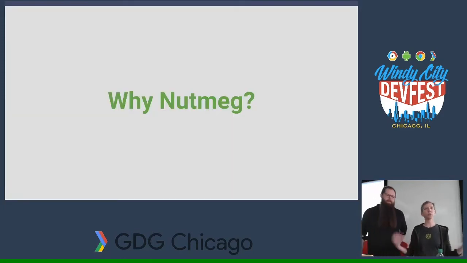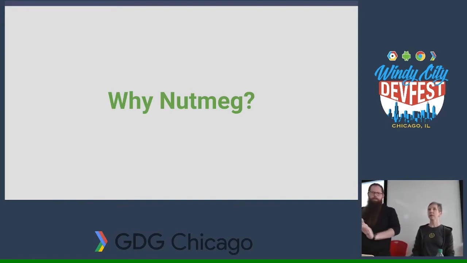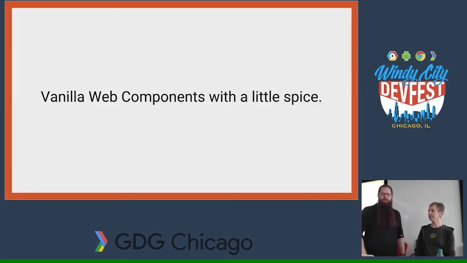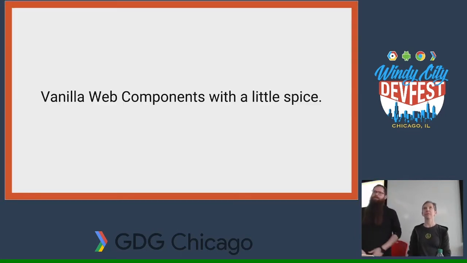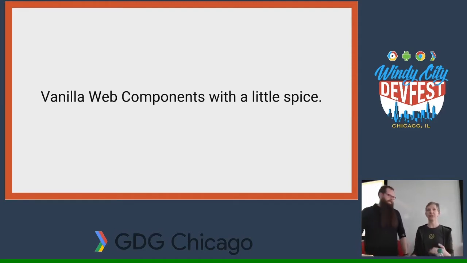So we talked a little bit about why we should have web components, and now we're going to talk a little bit about why maybe you should build them in Nutmeg. Why, Abraham, should we use Nutmeg, which is a tool that Abraham has built? The first thing is it's got a great catchphrase: we think of them as vanilla web components with a little bit of spice. Like nutmeg, vanilla.